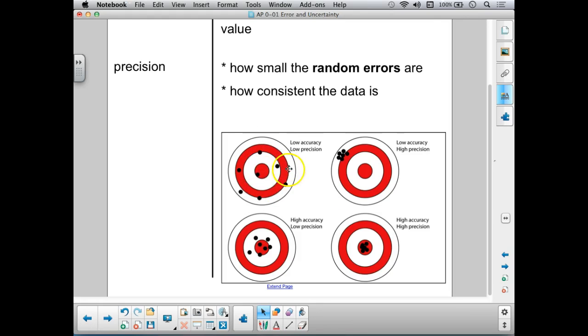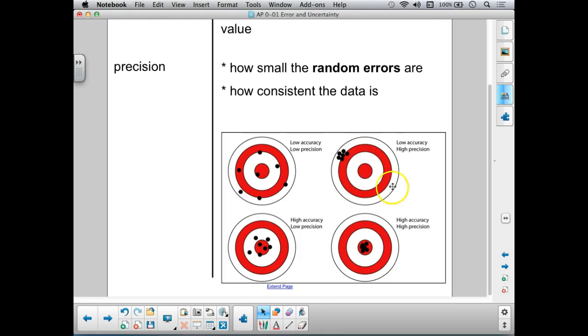Unfortunately, more of this than I would like. But the ideal case is this down here in the bottom right, which is high accuracy and high precision. This cluster of shots is accurate because they are centered around the true value, the target of what we want. And they're also very precise because they're clustered very close together. There's not a lot of variation in each particular shot. And so that makes them both accurate and precise.